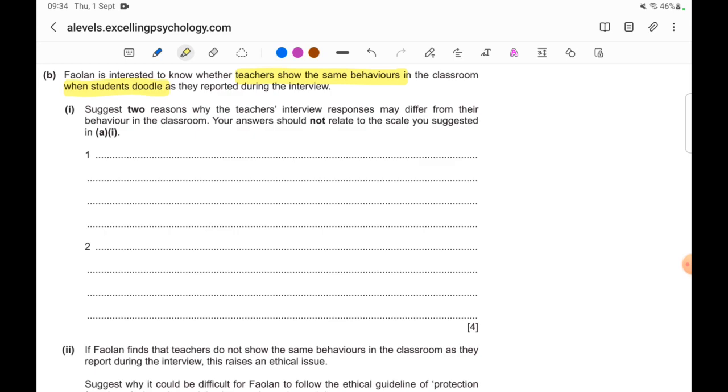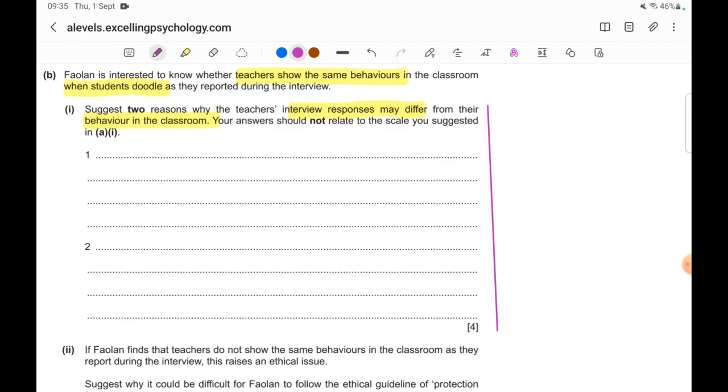Now what they've asked is to suggest 2 reasons why the teachers' interview responses may differ from their behavior in the classroom. Your answer should not relate to the scale you suggested. They are not telling you that it need not relate to the scale. They are saying it should not relate to the scale which you have presented. So don't talk about how objective the scale is and like we just discussed limited range. You can't discuss why range would be limited on the scale, but in the classroom teachers could show a wide variety of behaviors. They've strictly told us not to answer that way. Though those answers are correct, right now they're looking for more variety in our answers.